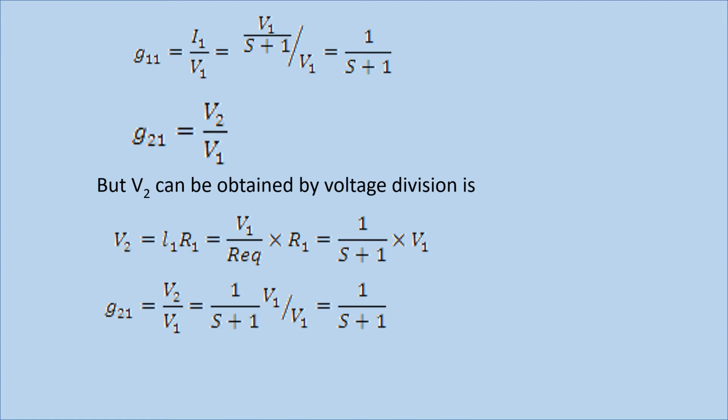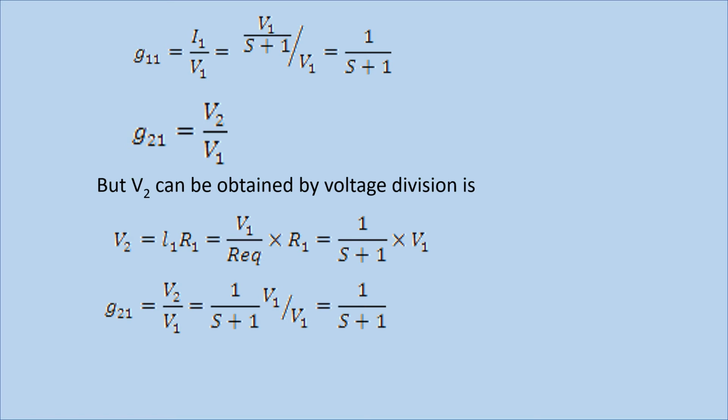Now, your G21, which is your open circuit forward voltage gain, will be V2 over V1. Your V2 is the voltage across the 1 ohm resistor. Using the voltage divider principle, you will get your V2 to be 1 over S plus 1 multiplied by your V1. Remember, the capacitor is no longer there because the current flowing through it is equal to 0. That's why the capacitor is no longer there.